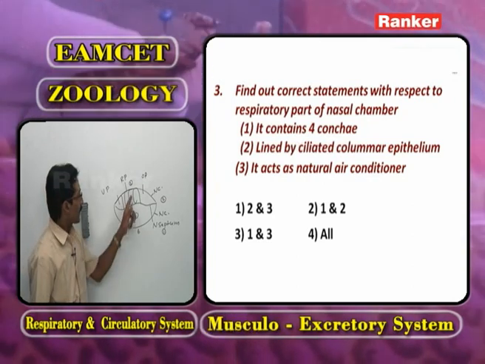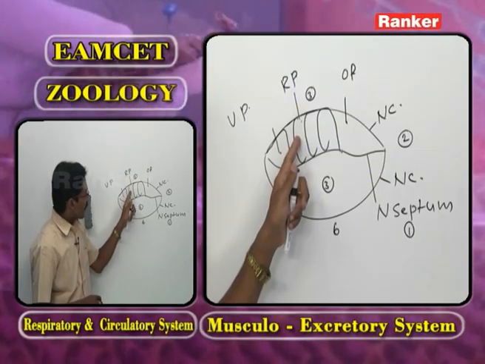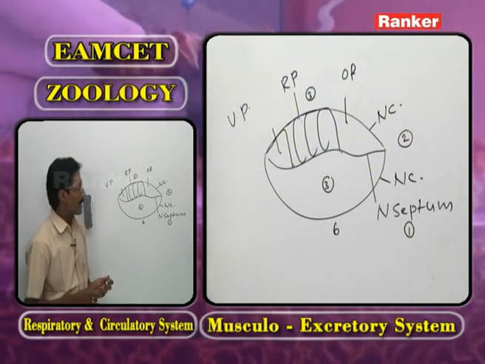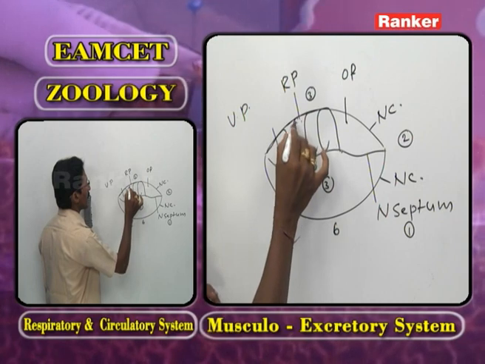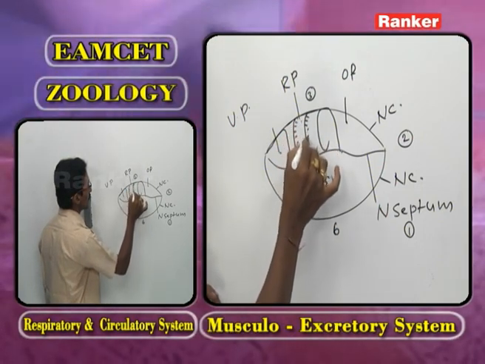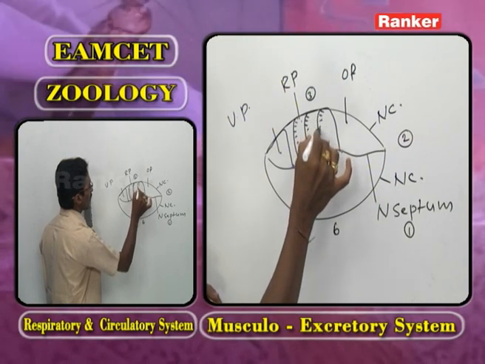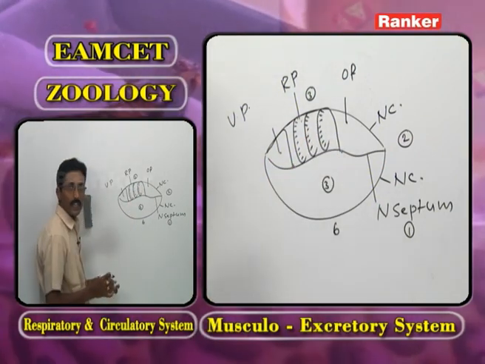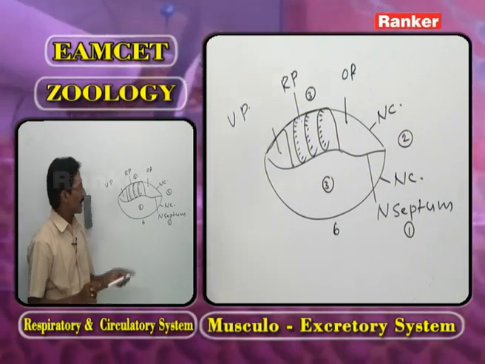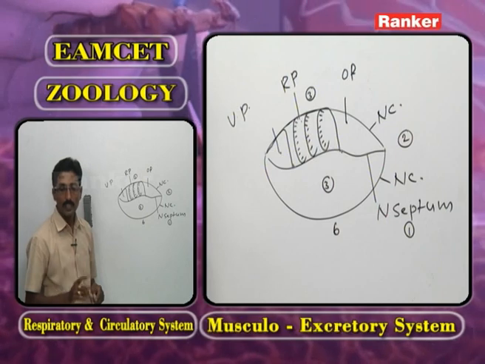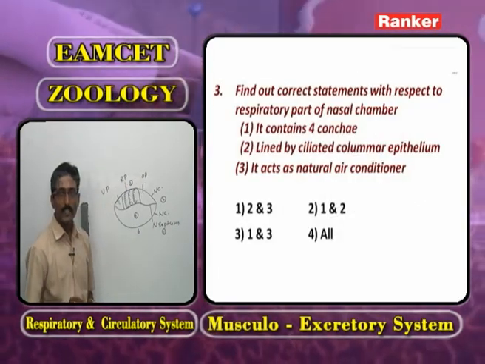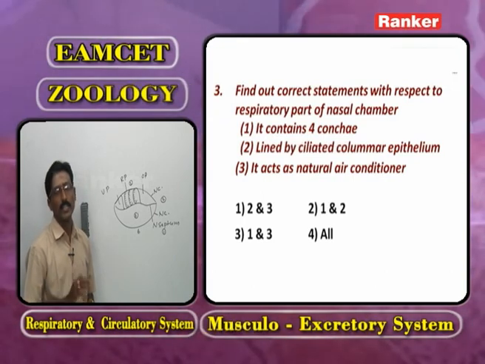Second, these concave are turbinals lined by the ciliated columnar epithelial cells. Each turbinal is concave, lined by ciliated columnar epithelium. Second statement correct. Third, this respiratory part acts as natural air conditioner.